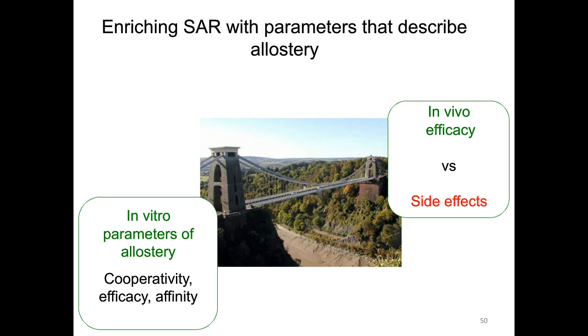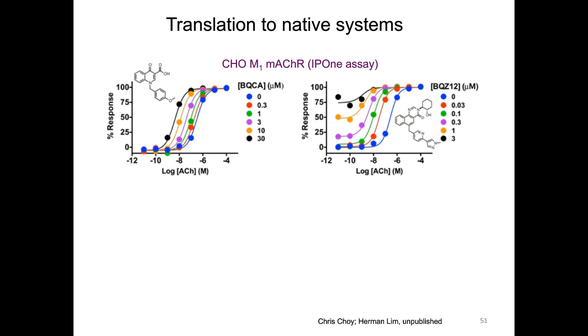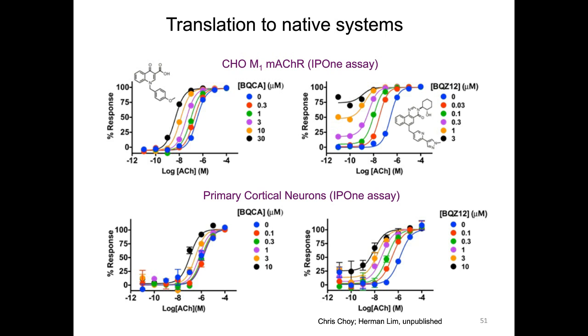The final slide was started to perhaps bridge this gap by translating our findings in model systems. So here you can see data that we've already presented in a CHO cell background at the muscarinic M1 receptor using an IP1 assay. And what we can see is that when we extend our studies into primary cortical neurons, the overall pattern of the action of these two different modulators is preserved.